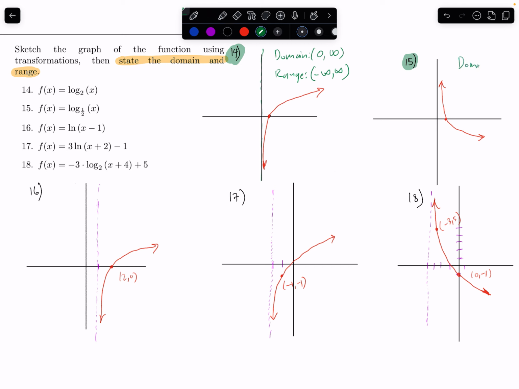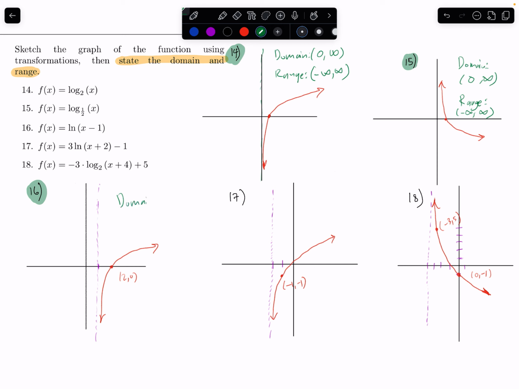So domain again. And this is also a standard log function, right? Negative infinity to positive infinity. Just so happens that your base is a fraction, but all that does is make it decreasing. You still have the same domain and range. I just wrote the wrong thing, sorry. Domain should be 0 to infinity, and the range is the one that's negative infinity to positive infinity. Okay, number 16.